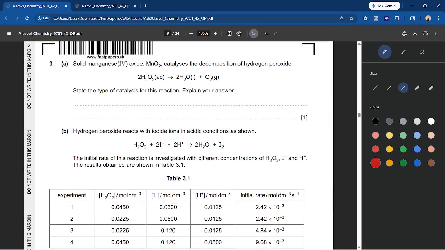Solid manganese(IV) oxide catalyzes the decomposition of hydrogen peroxide. State the type of catalysis for this reaction. If you take a look, you've got aqueous turning into liquid and gaseous, so obviously this is going to be heterogeneous.